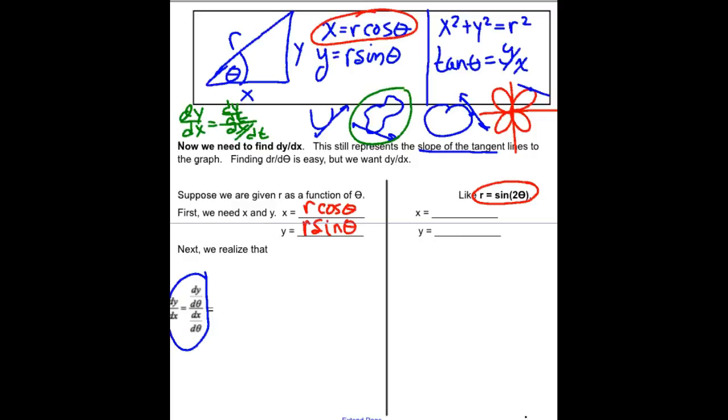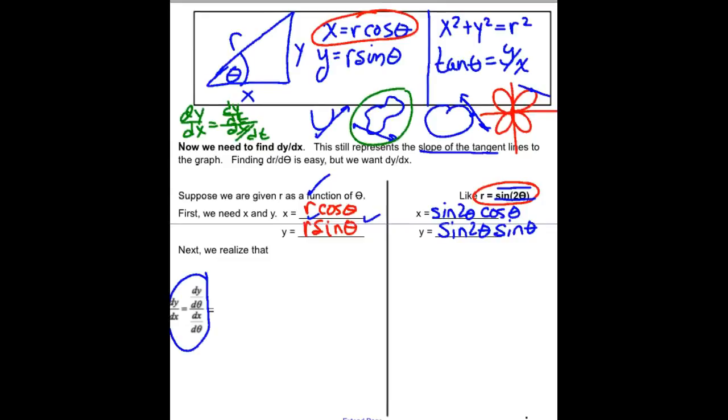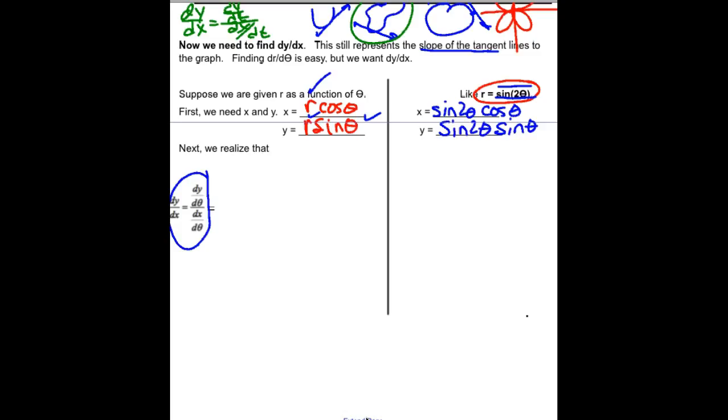So remember our conversion. x is r cosine theta. Well, here's r, so I do sine 2 theta cosine theta. And y is r sine theta, so I do sine 2 theta sine theta. And so now I have x and y in terms of theta. To take the derivative, it's actually a formula, but you know me, I don't like to use formulas, so I would challenge you to avoid a formula if you can. I will derive it for you and then tell you I wouldn't use it. So let's go up here.